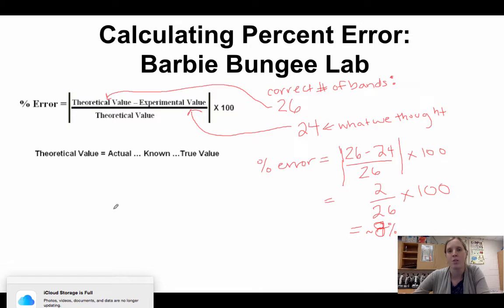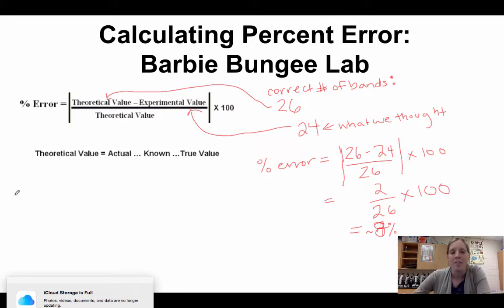Now let's say that I chose to do it a different way. Let's say I chose to figure out how many centimeters I was off by. So let's say when I attached these 24 rubber bands, my Barbie was short by 30 centimeters from the floor.